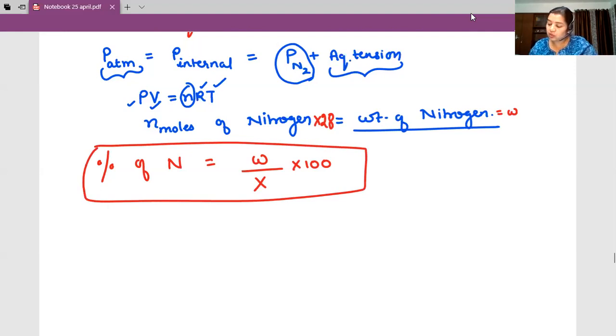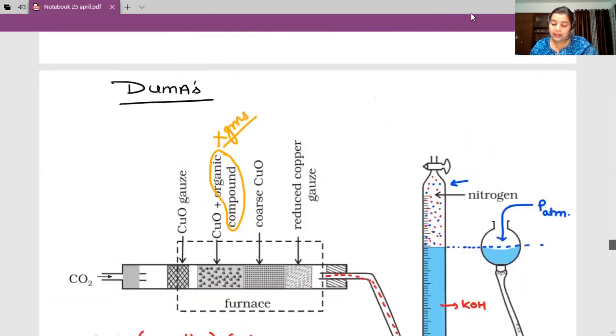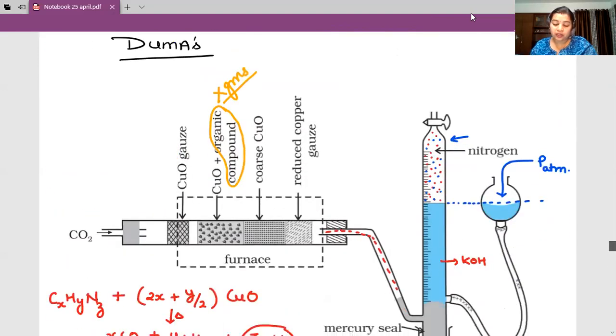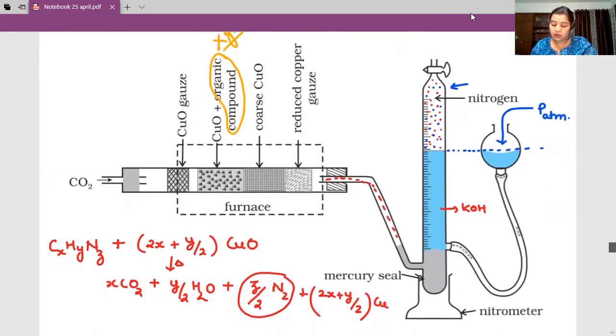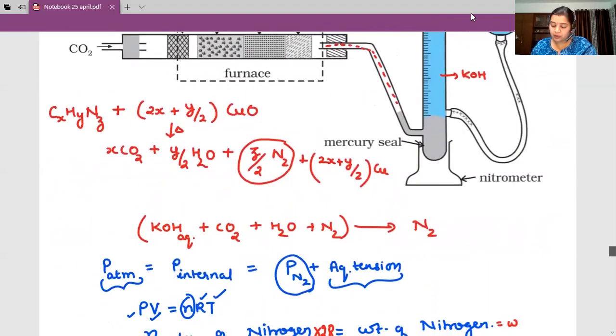So this is how you can use the Dumas method. Please read NCERT. You'll find the numericals related to it. Okay, I hope I have helped you out with Dumas.